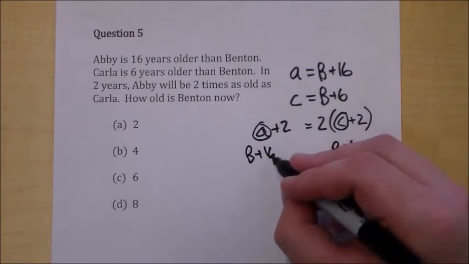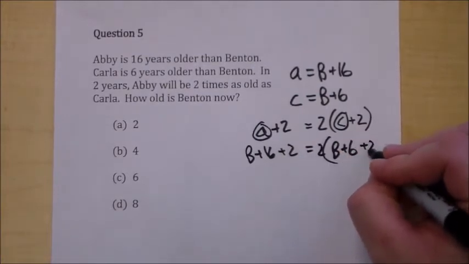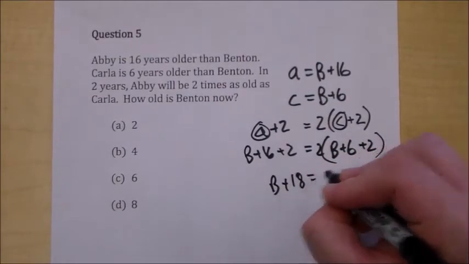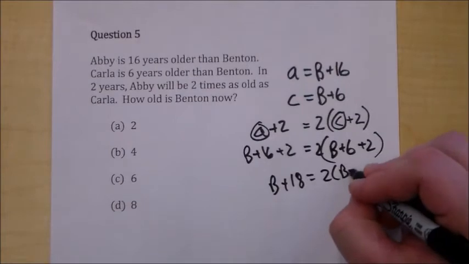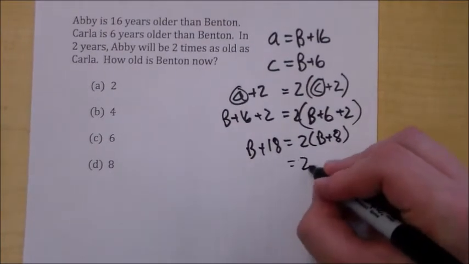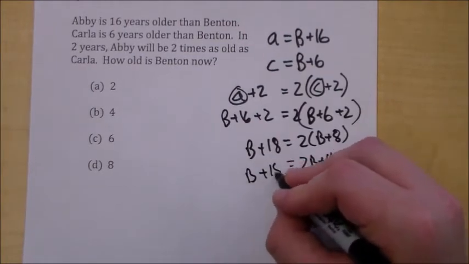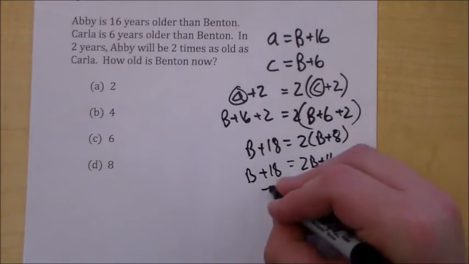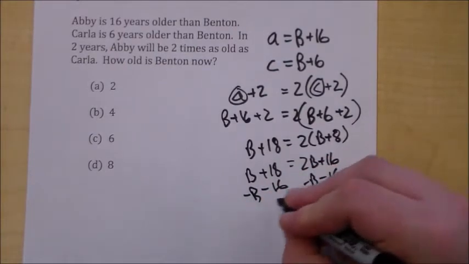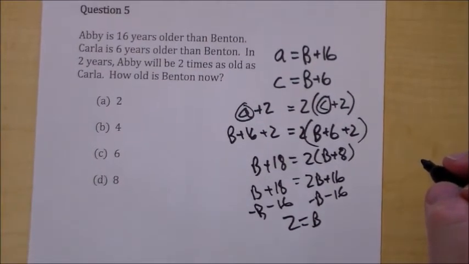Okay, so I have B plus 16 plus 2 equals 2 times B plus 6 plus 2. Get it? Okay, good. B plus 18 equals 2 times B plus 8. Use the distributive property, and we have 2B plus 16 is equal to B plus 18. Subtract 16 from both sides and subtract B from both sides, and we have B equals 2. Okay, good to know. Benton is 2 years old right now.